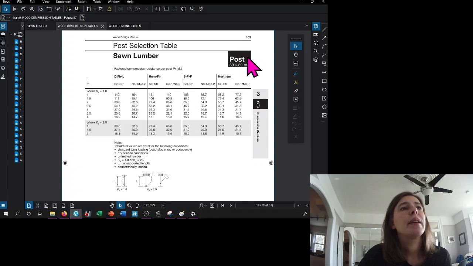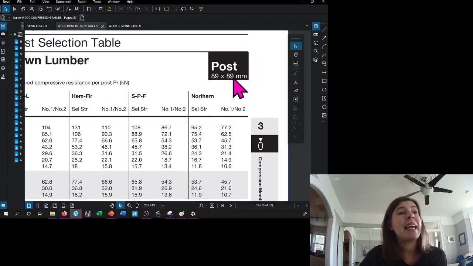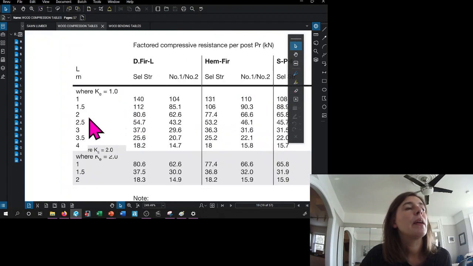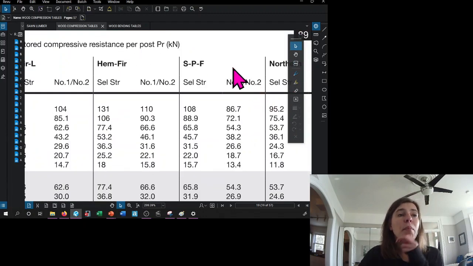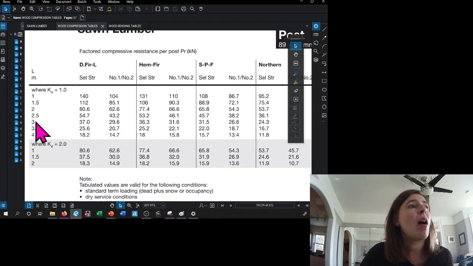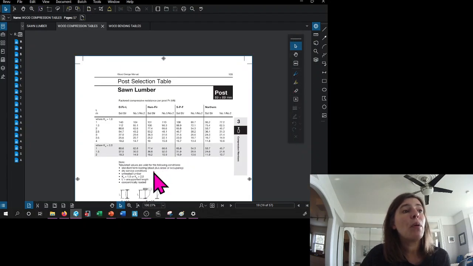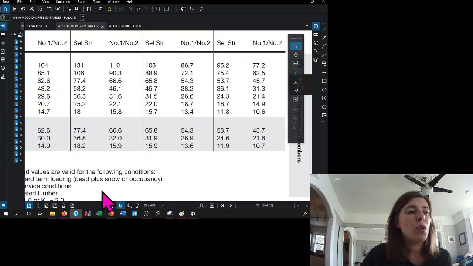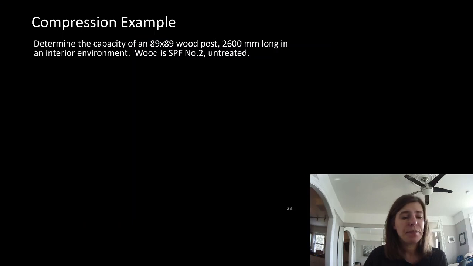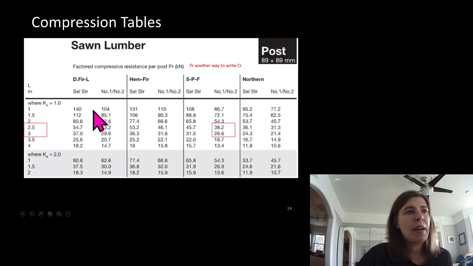So in those charts, I found the page that had a post that is 89 by 89 for sawn lumber, spruce pine fir. Oh look, they've lumped number 1 and number 2 together, and they said our post was 2.6 meters tall. Well, they've given us for a length of 2.5 and a length of 3. We come over here, we can pull off that the PR is 38.2 if it's 2.5 meters tall, and 26.2 if it's 3 meters tall, and we can figure it out linearly between those two. So we've pulled off those two values. Let's come back.